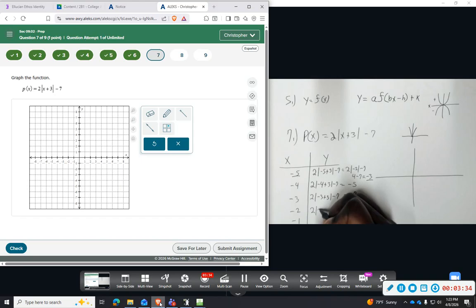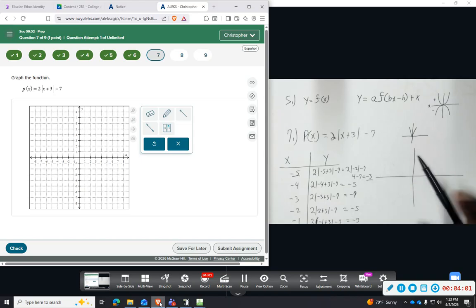So negative 2 plus 3 minus 7 gives me a positive 1. 2 times positive 1 is 2 minus 7, negative 5. And then same thing here, 2 absolute value, negative 1 plus 3 minus 7. This gives us positive 2. 2 times 2 is 4. 4 minus 7, negative 3.